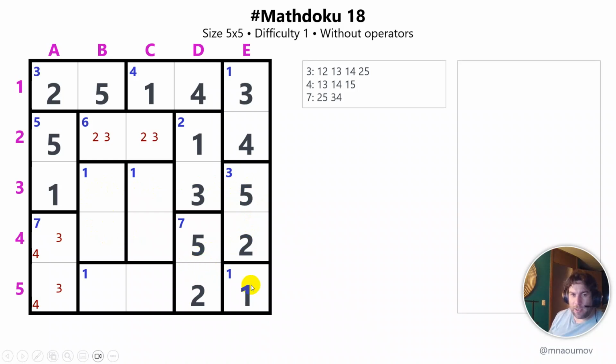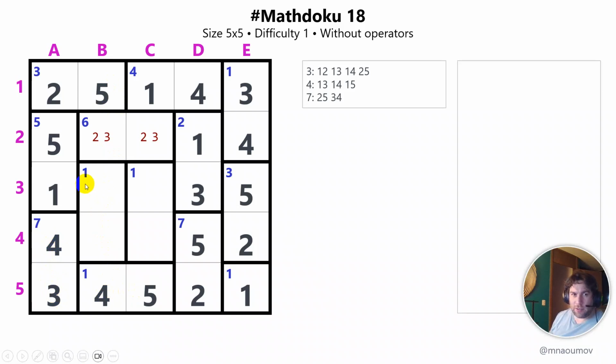Okay, row 5, we have numbers 1, 2, we have 3, so number 5 has to be somewhere here. It can be in this column, so it has to be here. If it's 5 here, then it's 4 here. Now we got other things to eliminate.